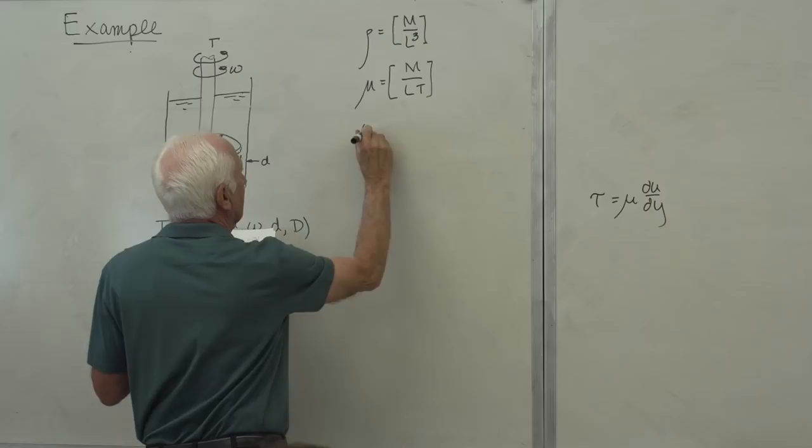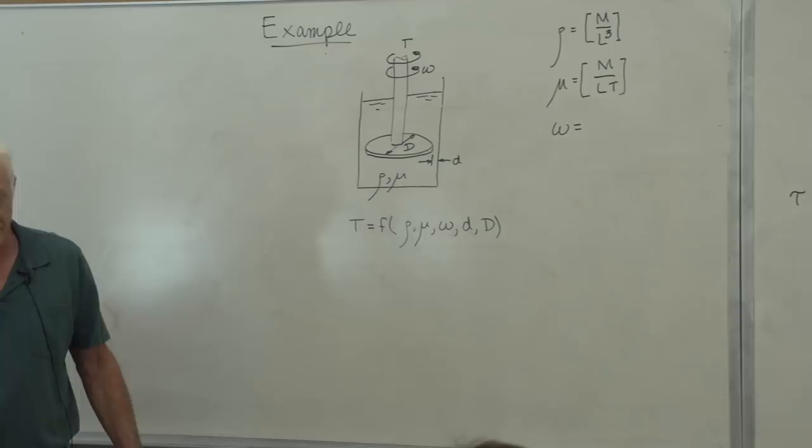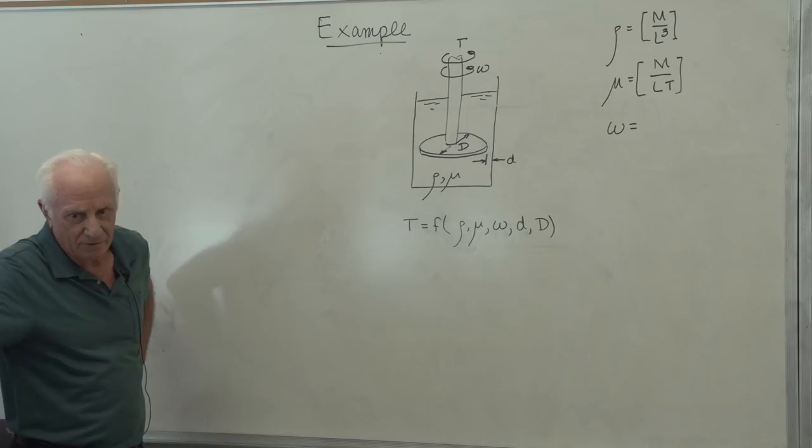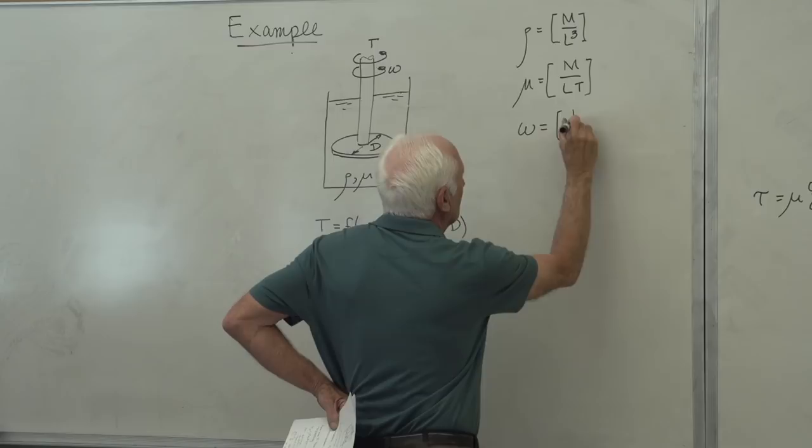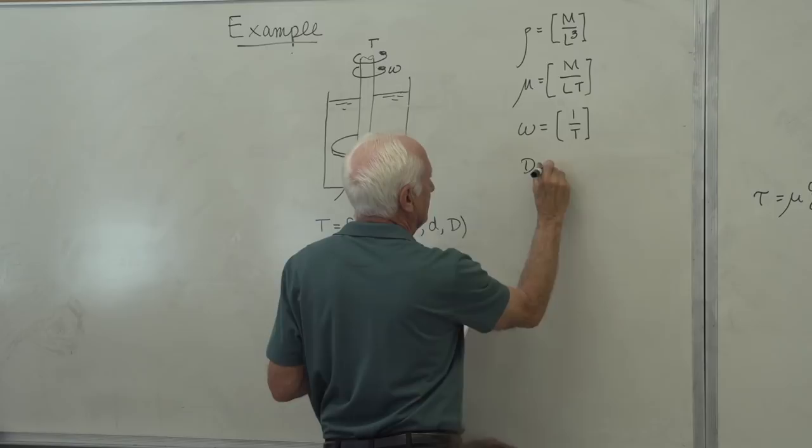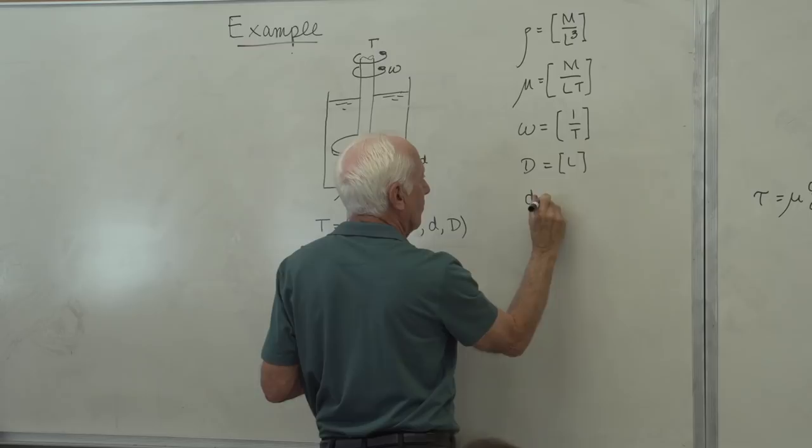Omega. It's not revolutions per minute. Don't forget, you have to specify these in radians per second. What's radians? Dimensionless. So omega is 1 over time. Diameter of the disk, length. Spacing between the disc and the outside wall, length. 1, 2, 3, 4, 5, 6.